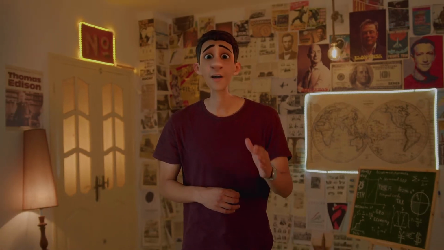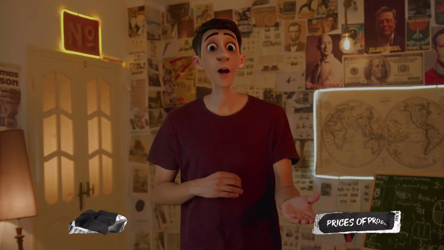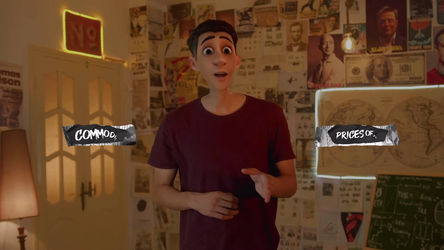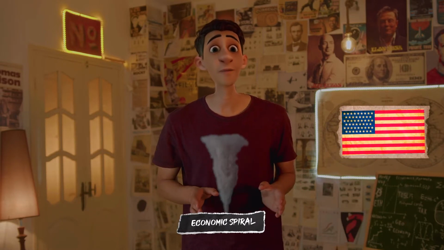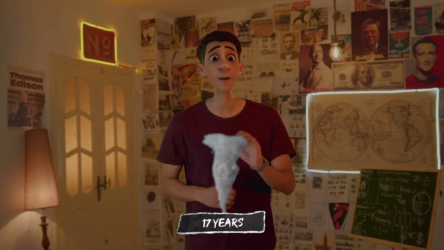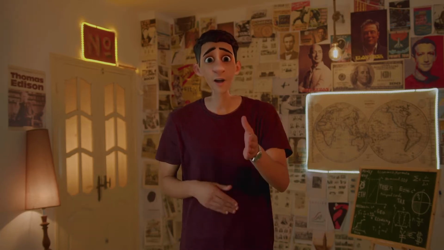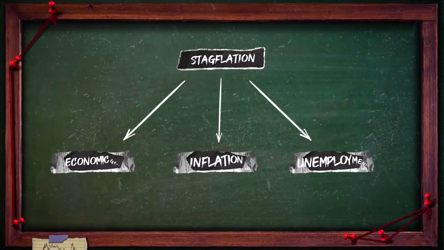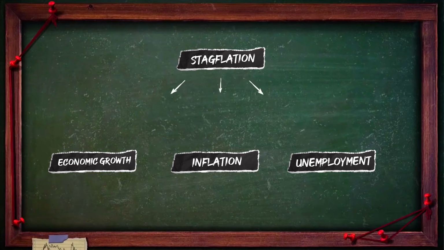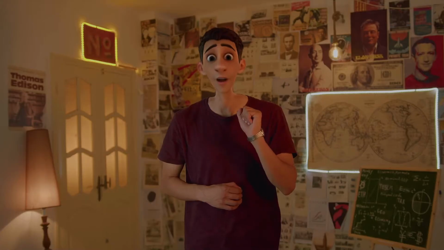But in the late 60s, things got worse, so the prices of products and commodities rose. At the time, America entered an economic spiral that took 17 years to get out of. This setback is now known as stagflation, which is an economic term that senior economists in the whole world have warned against in the coming period.